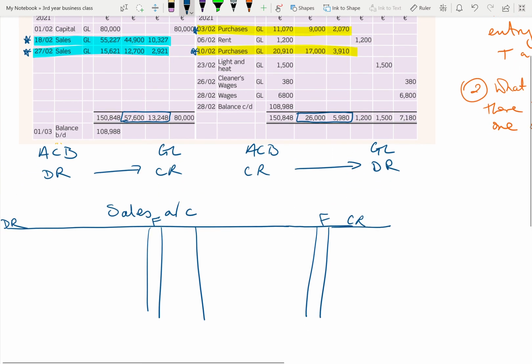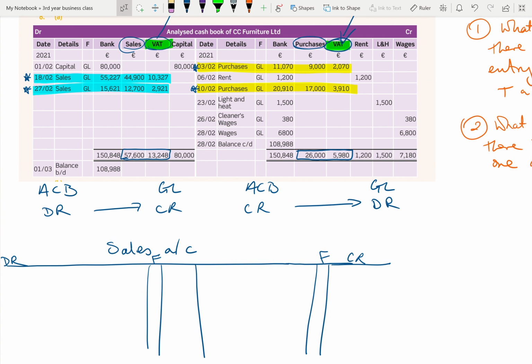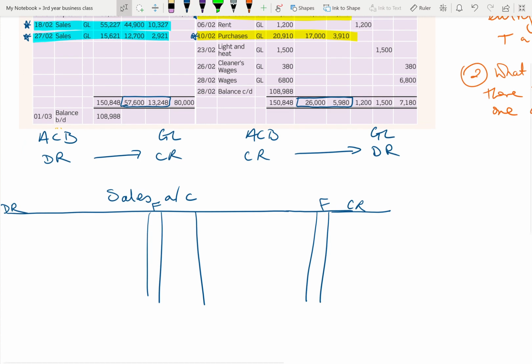So our sales account, if we look, we have 2 entries on the debit side in the analysed cash book. Remember the rule, if it is on the debit side in the analysed cash book, it's on the credit side in the general ledger. So we're going to transfer a single entry. So we have sales, it came from the ACB, and we're going to transfer the total at the bottom of the column. So that's 57600. There is a single entry. That's all we need to worry about.